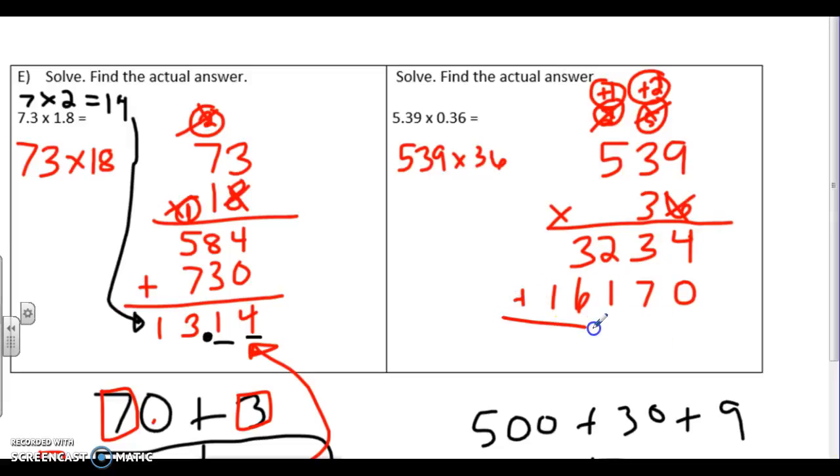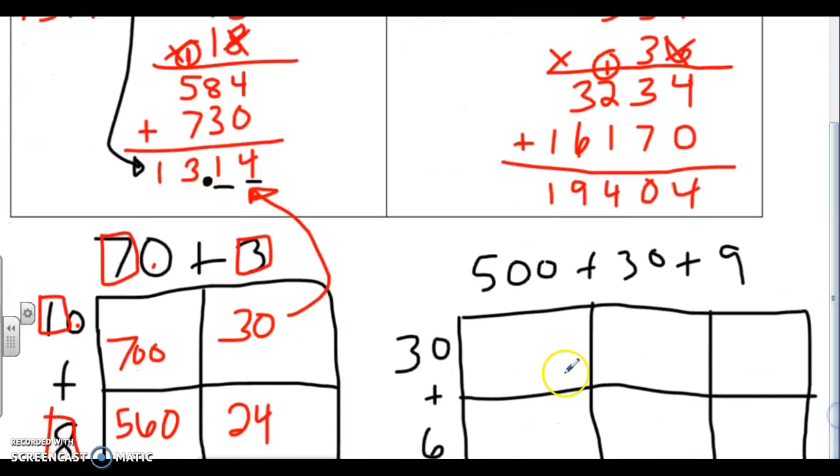When I add up my digits, I have a 4. I have 3 plus 7 is 10. Carry the 1. 1 plus 2 plus 1 is 4. And 3 plus 6 is 9, and 1. So we have 19404. If you did it here, I don't have time because it's going to cut me off.